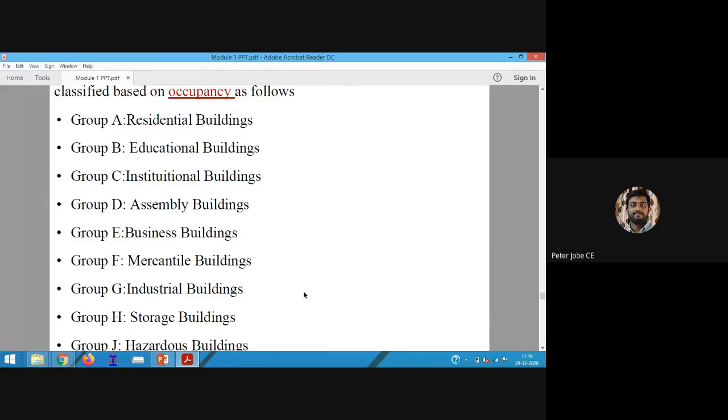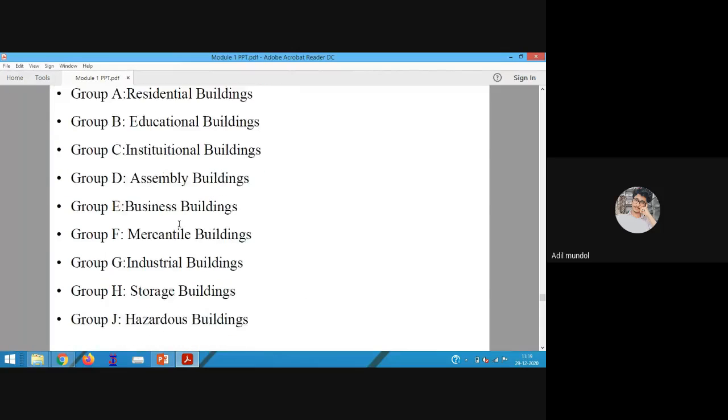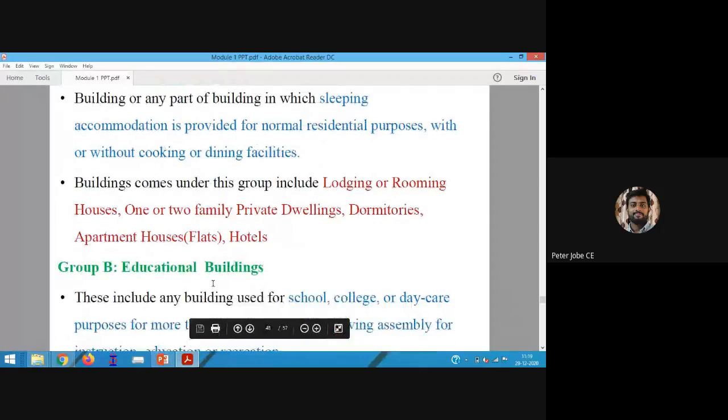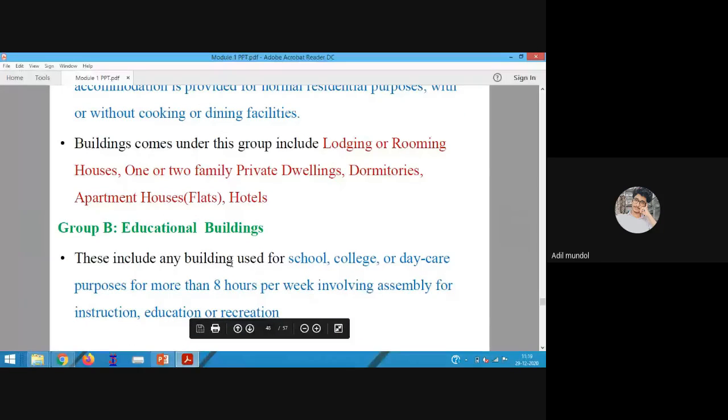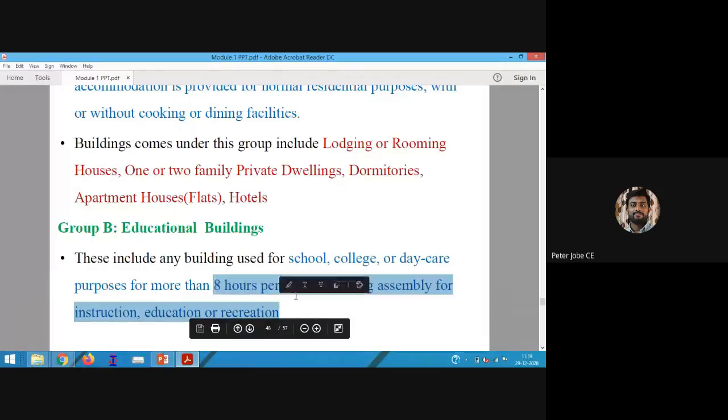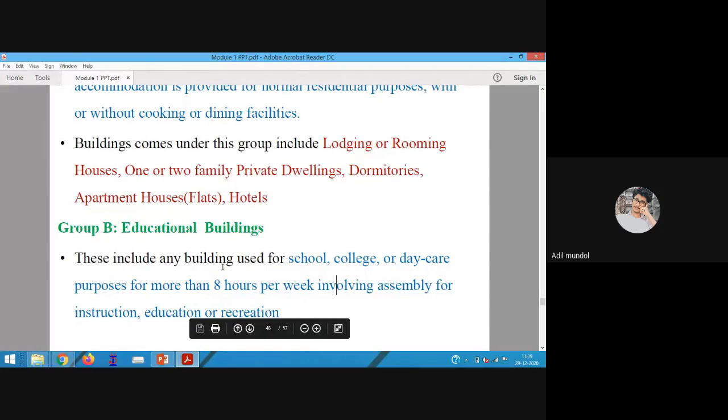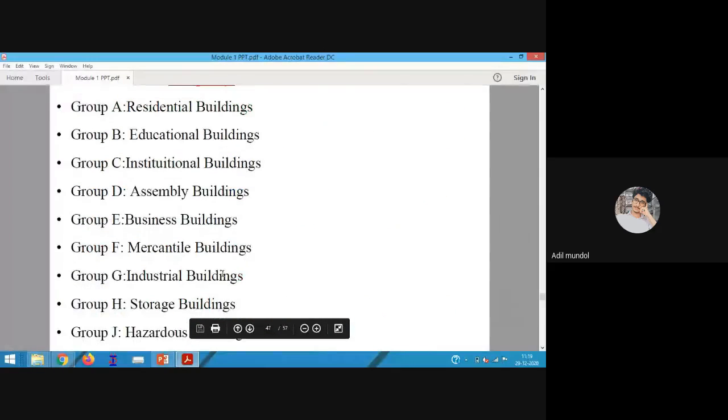On what basis are we defining it as an educational building? Let's see what's given in the definition. These include any building used for school, college, or daycare purposes for more than 8 hours per week, involving assembly, education, or recreation. Understood. Okay, sir. Understood. Thank you for asking.